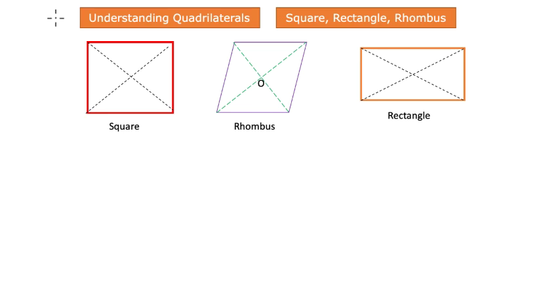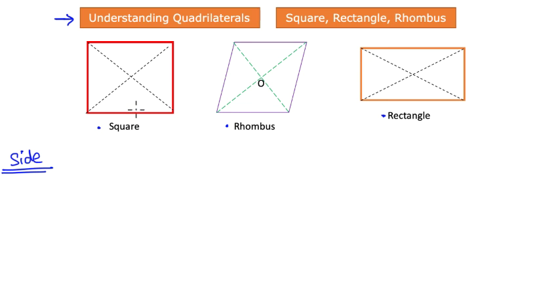Continuing our discussion on understanding quadrilaterals, let us discuss three more shapes here: the square, a rhombus, and a rectangle. Okay. There is much similarity between these three shapes, but there are some differences as well. So let's talk about them one at a time. Okay. So first we'll talk about the side length for each one of these shapes.